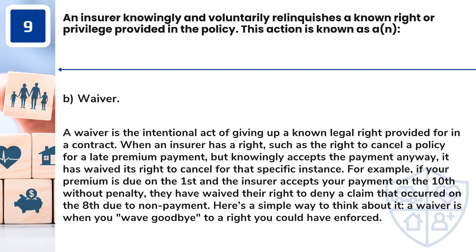Answer: B. Waiver. A waiver is the intentional act of giving up a known legal right provided for in a contract. When an insurer has a right, such as the right to cancel a policy for a late premium payment, but knowingly accepts the payment anyway, it has waived its right to cancel for that specific instance.